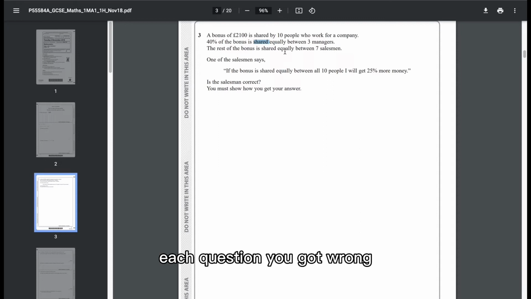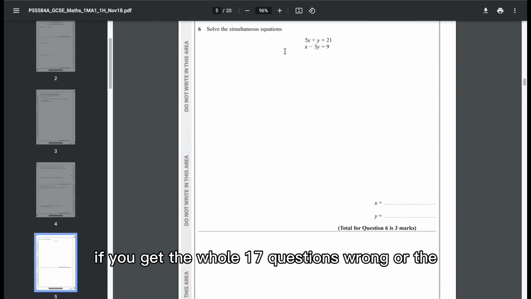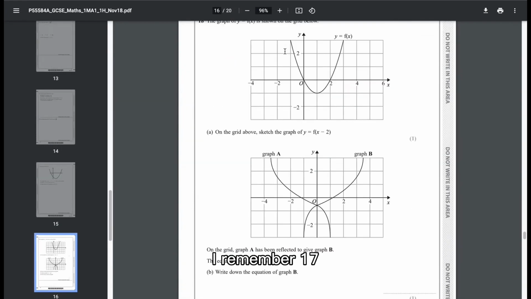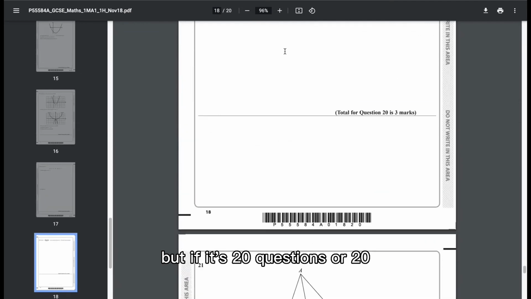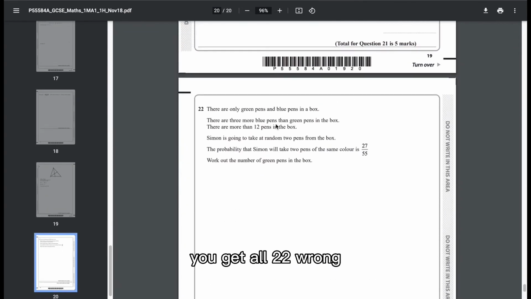So for each question you got wrong, whether you lost 1 mark or it was some silly mistake, it doesn't matter. Wrong means wrong. This is how the exam markers will mark your exams, so take it seriously. Every question you get wrong is important. If you get all 17 questions wrong, or however many there are now, I think it's 17, or if it's 20, 21, 22 questions and you get all 22 wrong, you get all 22 wrong.